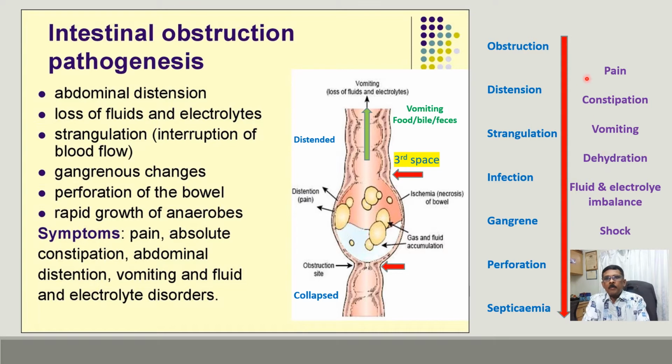Clinically, the patient presents with pain, constipation and vomiting. And due to the severe profuse vomiting, the patient becomes dehydrated with loss of fluid and electrolytes into the segment, causing fluid and electrolyte imbalance, which may lead to hypovolemic and septicemic shock.